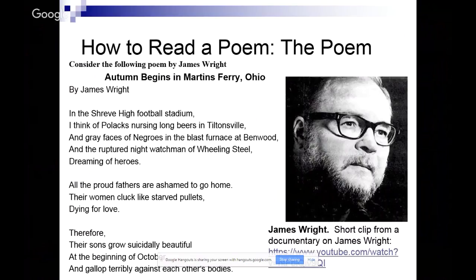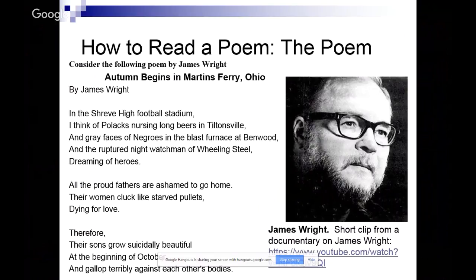Shreve High Football Stadium, I think of Pollocks nursing long beers in Tiltonsville, and gray faces of Negroes in the blast furnace at Benwood, and the ruptured night watchmen of Wheeling Steel, dreaming of heroes. All proud fathers are ashamed to go home, their women's cluck like starved pullets dying for love. Therefore, their sons grow suicidally beautiful at the beginning of October and gallop terribly against each other's bodies.